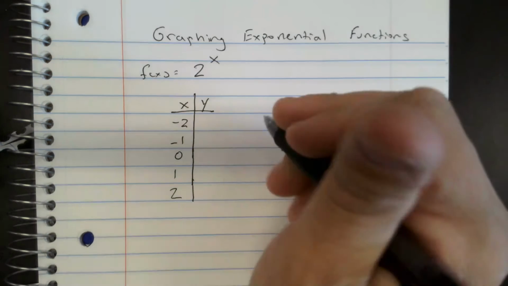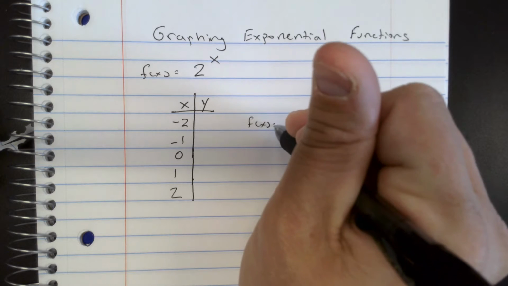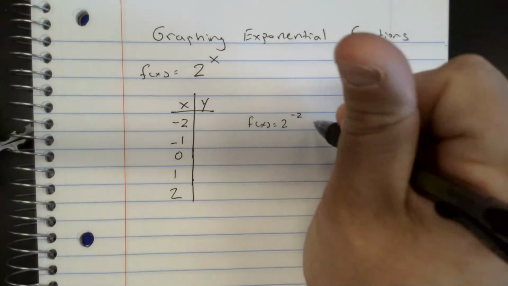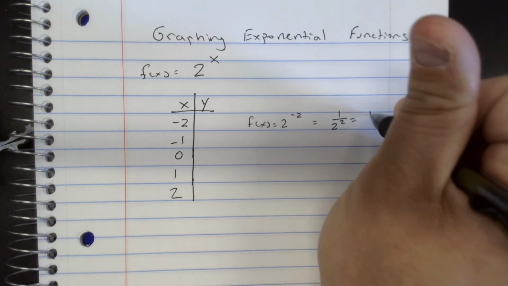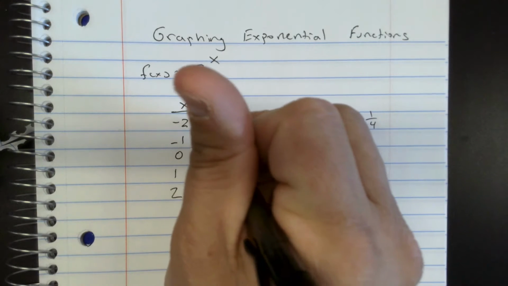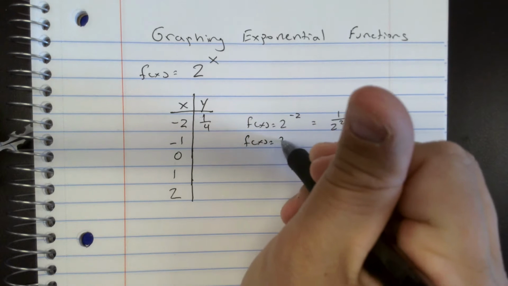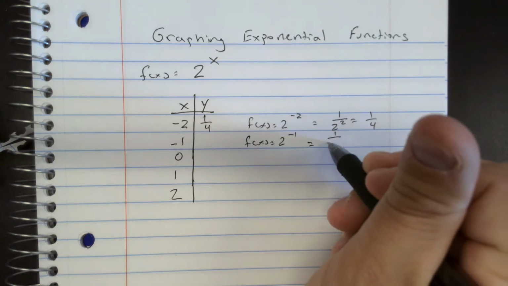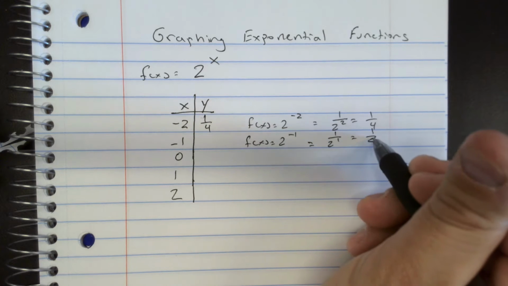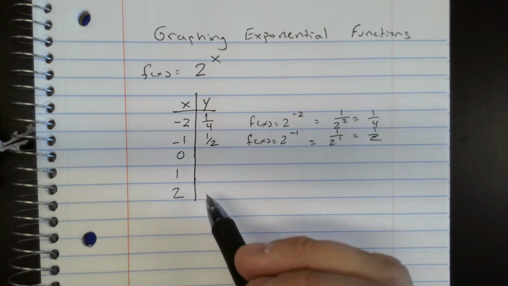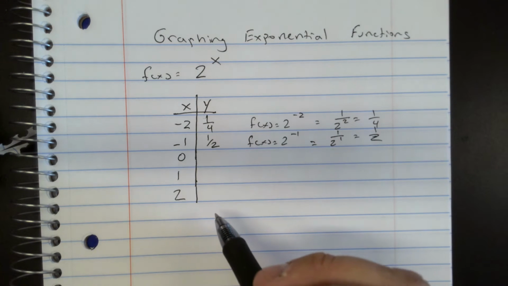Now pay attention really closely here. If I have f of x equals 2 raised to the negative 2, if you have a negative exponent, what do you have to do? Yeah, you have to flip it to make 1/4. If we have f of x equals 2 to the negative 1, you're going to flip it, which is going to make 1/2. What's 2 raised to the 0?